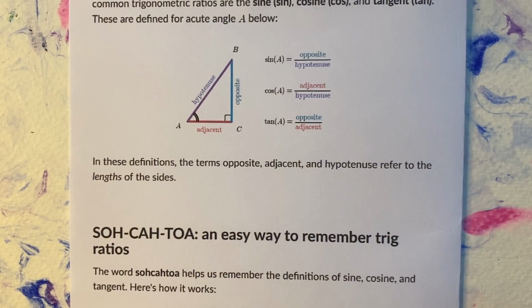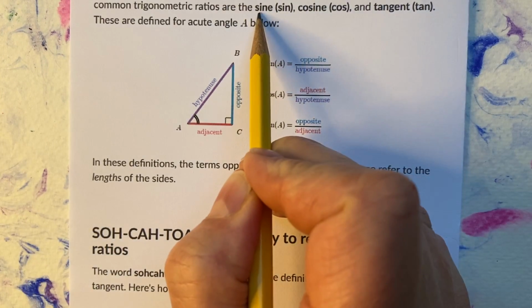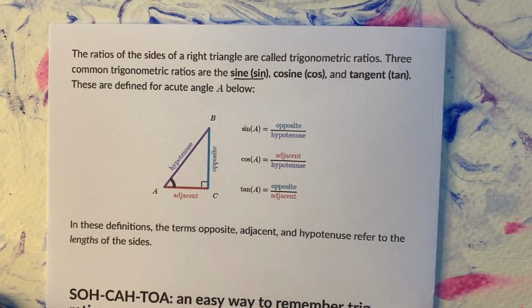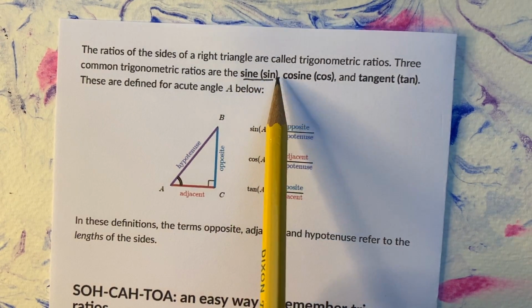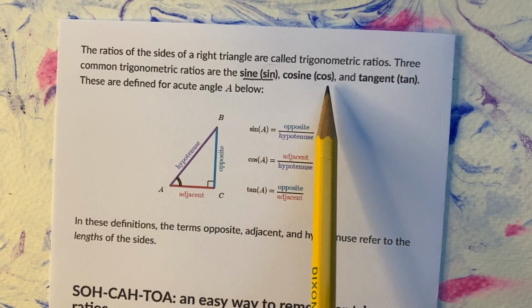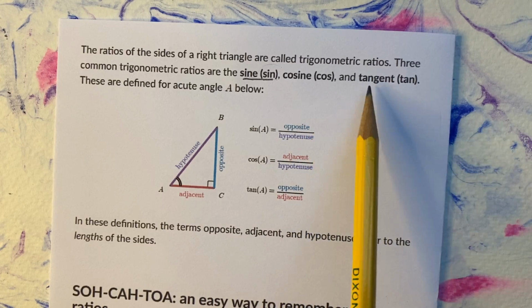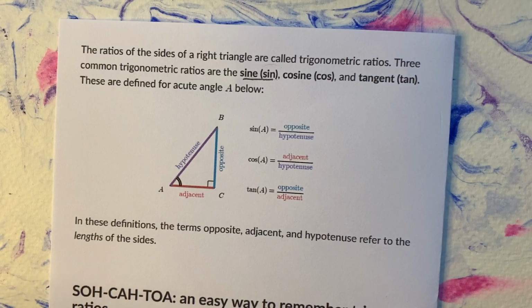We are going to remember them by SOHCAHTOA. So what on earth does that mean? The three that we're working with are sine, cosine, and tangent. Sine is abbreviated just by dropping the E. We don't call it sin, we call it sine still. We abbreviate cosine, COS. It is not cos, it's still cosine. And tangent is just tangent, but we abbreviate it tan, okay?